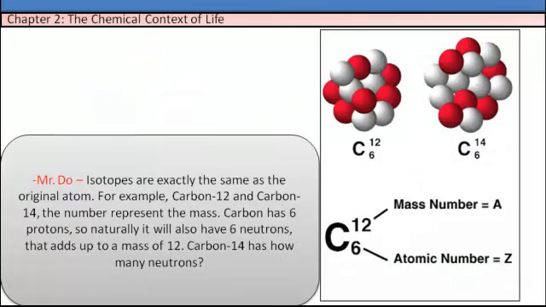Isotopes are exactly the same as the original atom. For example, carbon-12 and carbon-14. The number represents the mass. Carbon has 6 protons, so naturally it has 6 neutrons. That adds up to a mass of 12, hence carbon-12. Carbon-14 has how many neutrons?